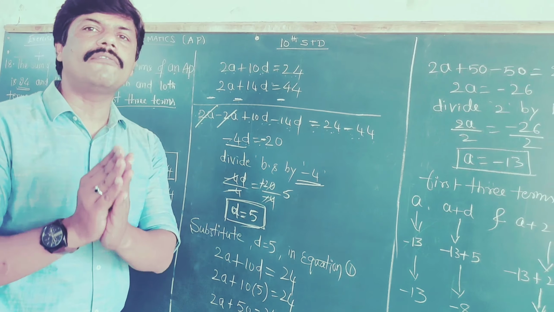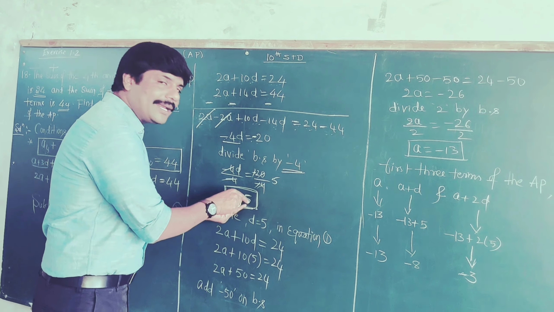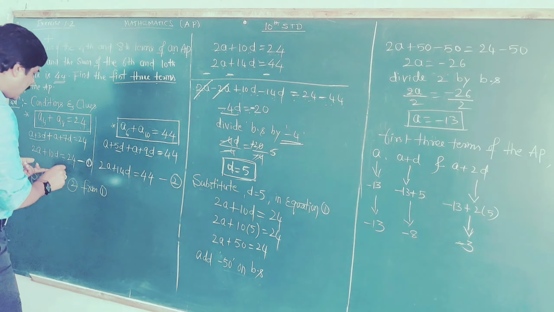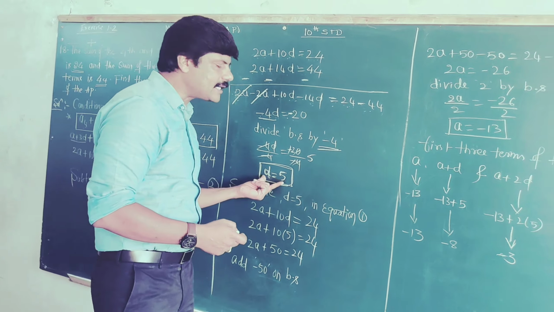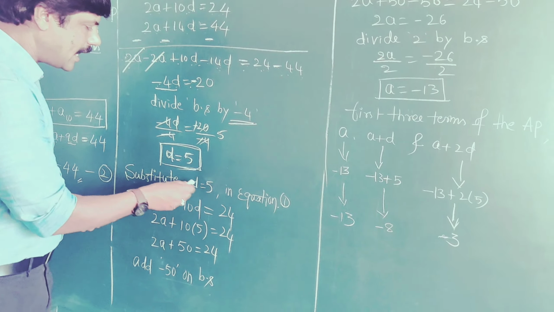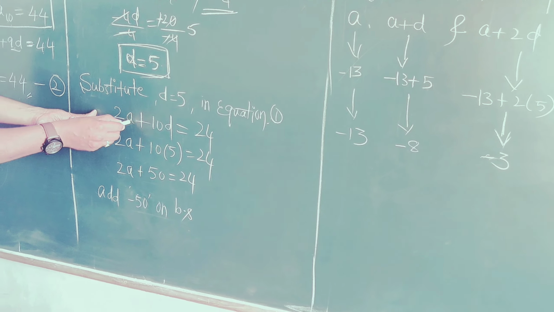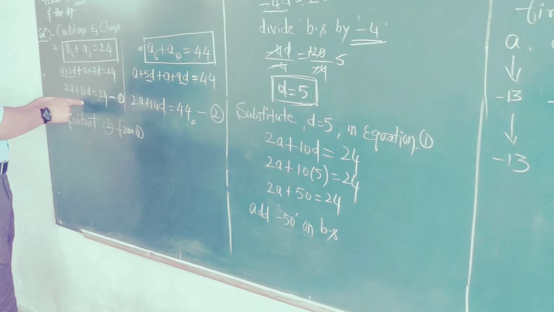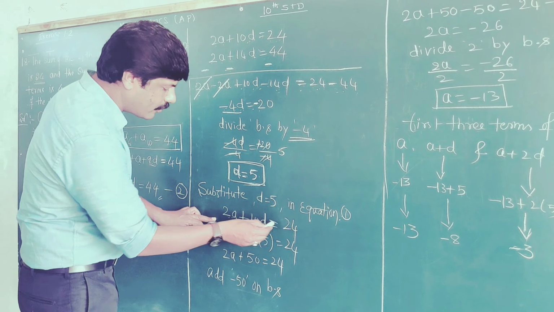Once we get the value of D, we will get the value of A by substituting D either in equation 1 or in equation 2. So now we substitute this D value in equation 1. We are substituting the value D is equal to 5 in equation 1. What is equation 1? 2A plus 10D is equal to 24.